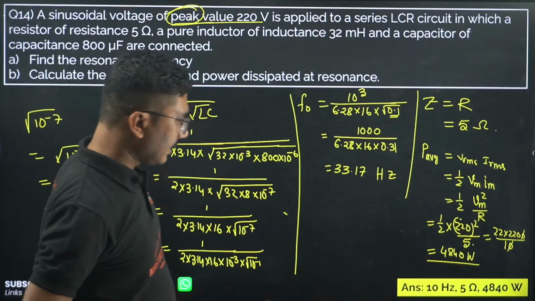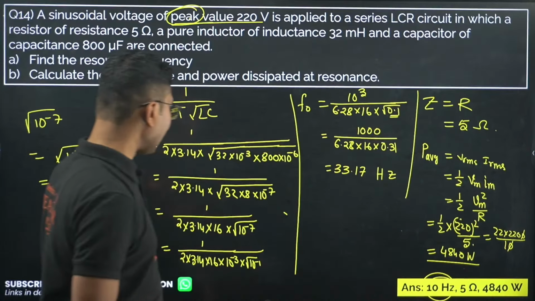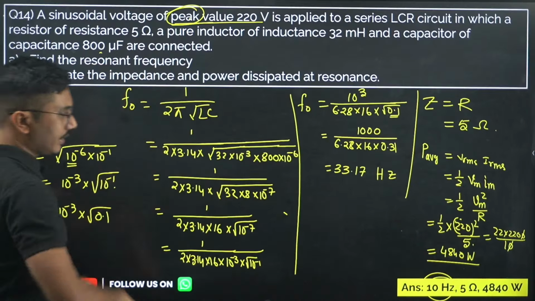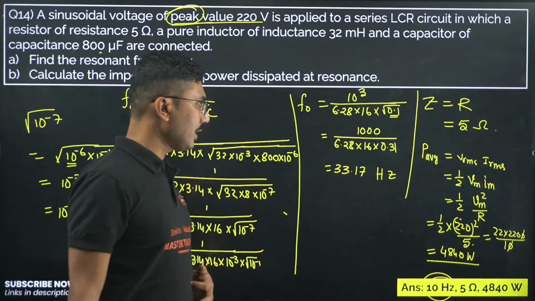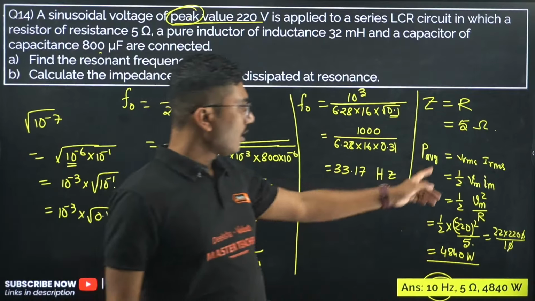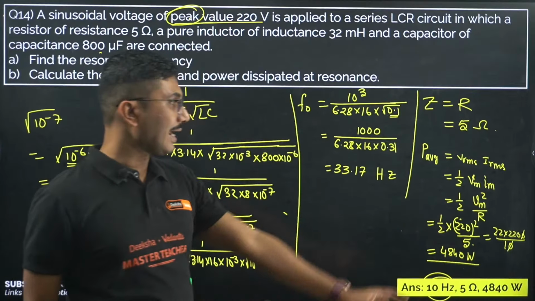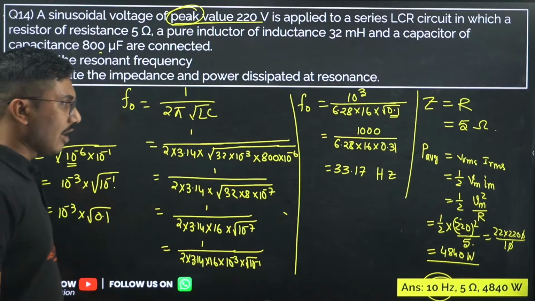So I think this answer is wrong. This answer is wrong because while calculating I assumed this is 80 microfarad, that's why this value is wrong. Do not consider this value. This is the correct answer. Otherwise, while calculating average power at resonance, you have to take half of this value. Make sure you use half of this value.